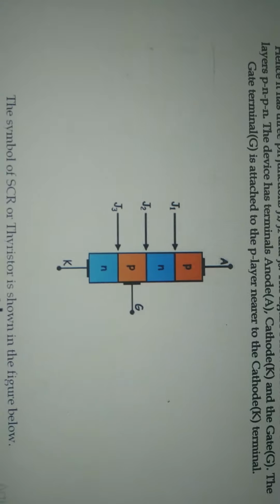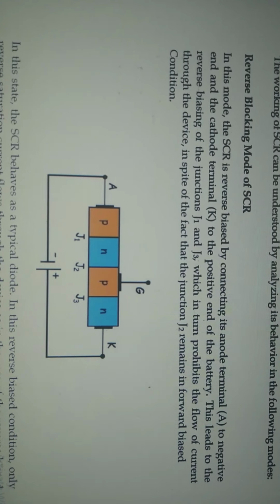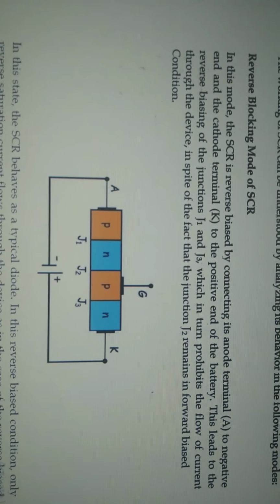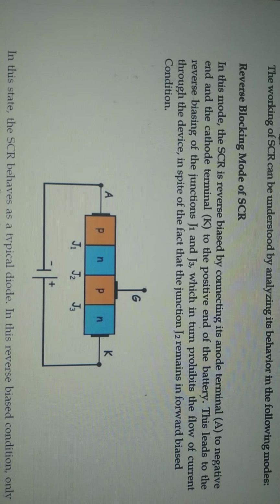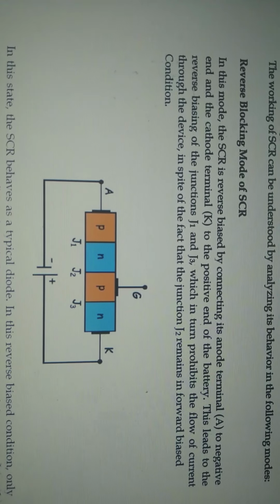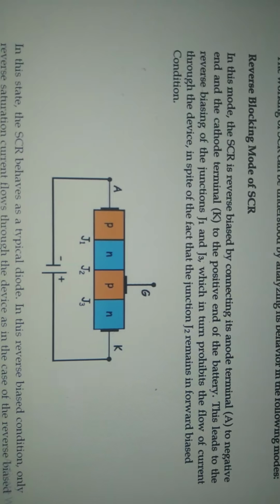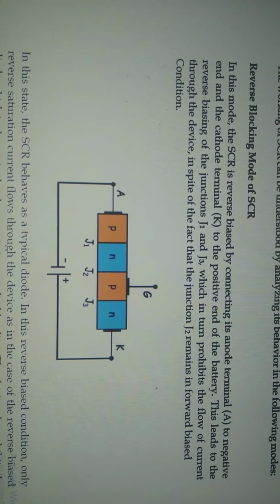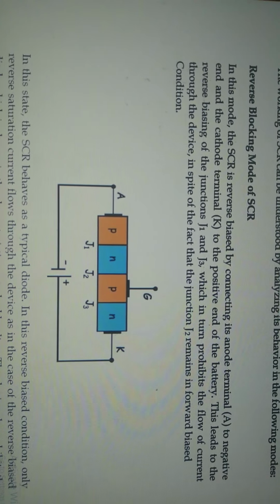Then we'll see the working of SCR. With this working, we can draw the characteristics of SCR. So in the characteristics, there are 3 modes of operation available. One is reverse blocking mode of operation. The second one is forward blocking mode of operation. And the third one is forward conduction mode of operation.